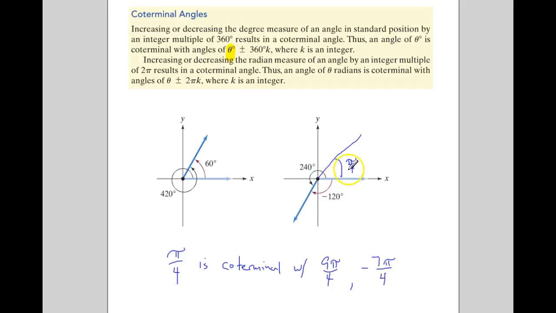And then likewise, if I went the other way, 1 pi over 4, 2 pi over 4, 3 pi over 4, 4 pi over 4, 5 pi over 4, 6 pi over 4, 7 pi over 4 in the negative direction. Okay, so there's an infinite number of angles that are coterminal with any given angle, just because we can keep adding and subtracting 360 or 2 pi as many times as we want to.